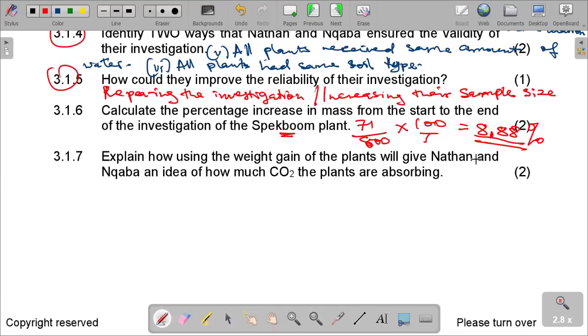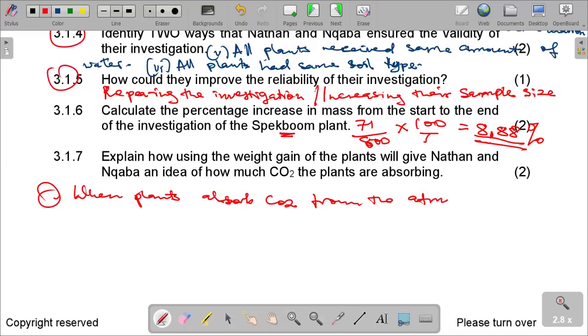Next question is saying, explain how using the weight gain of the plant will give Nathan and Kwaba an idea of how much carbon dioxide the plants are absorbing. When plants absorb carbon dioxide out of the atmosphere, they use it to create organic compounds. That is one thing that we must understand.